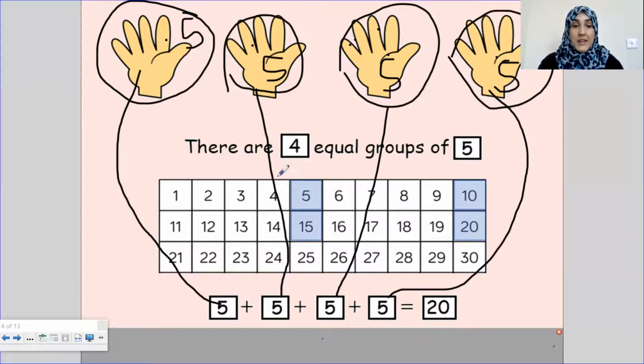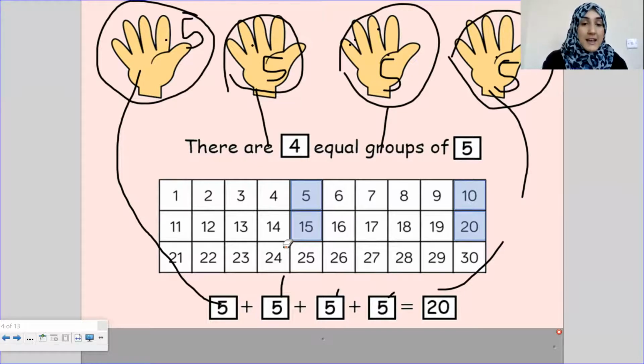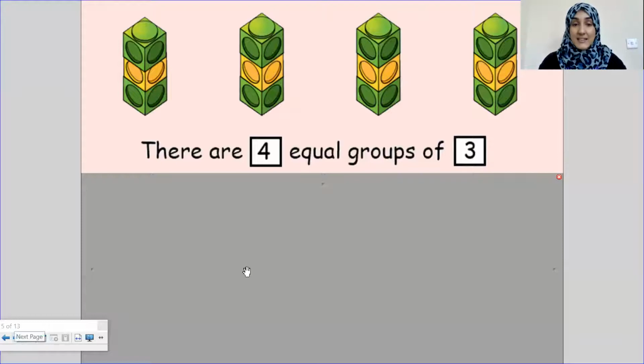So we've got 5, add 5, add 5, add 5 equals 20. And let's just remove these lines so you can count. And we have a quick number track here to help us count in our 5s. But you know how to count in your 5s. We've got 5, 10, 15, 20. Well done. Let's move on to the next example.